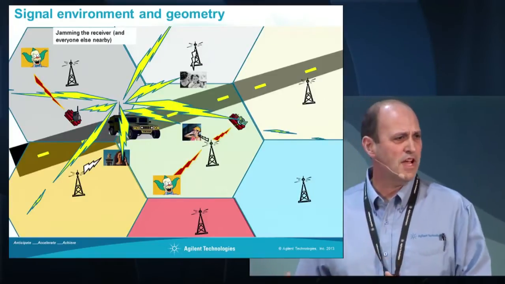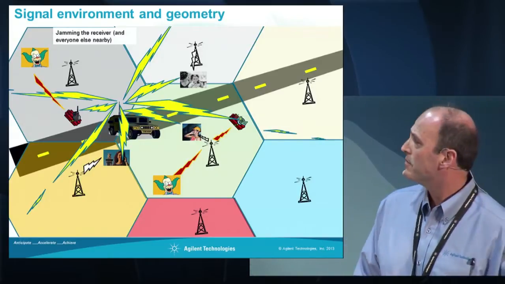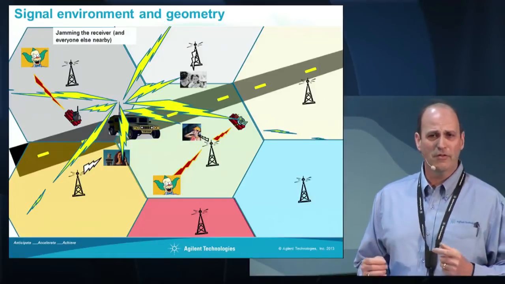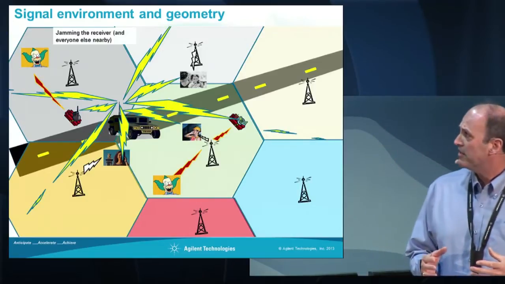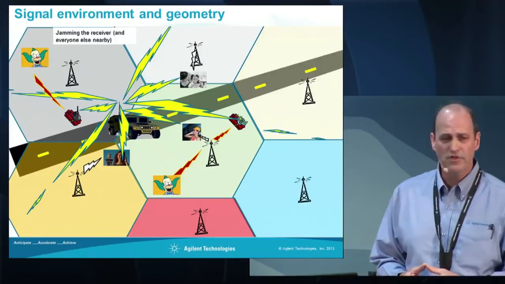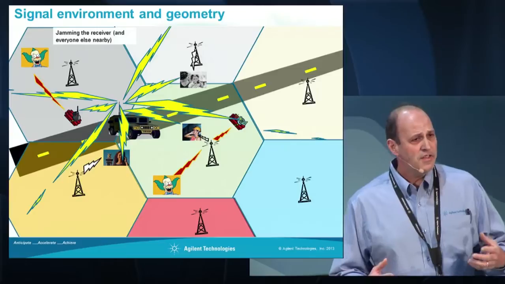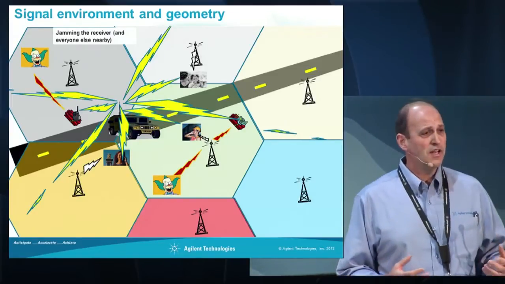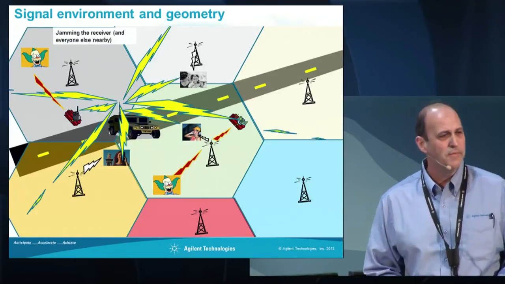Here's a very rough example of the kind of geometry and environment that we might face. As a vehicle is driving down a road, of course you have to contend with various cellular towers that might be there, broadcast stations, radio and TV stations. There might be various push-to-talk radios in the environment. And these signals could be at a number of different frequencies. It could be at any different power level. It could be coming from any direction. So it's a very challenging environment.